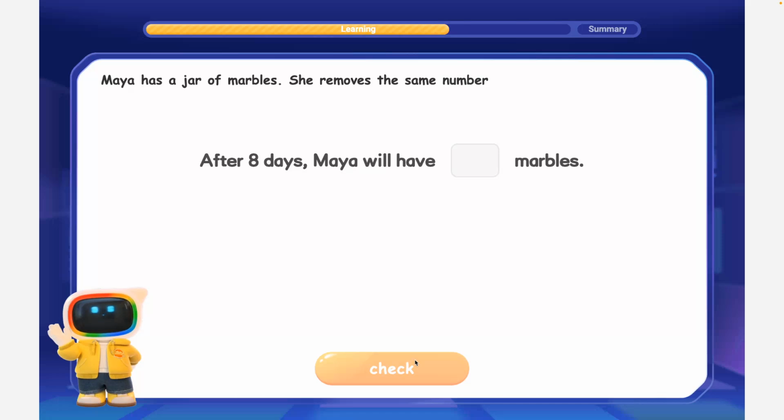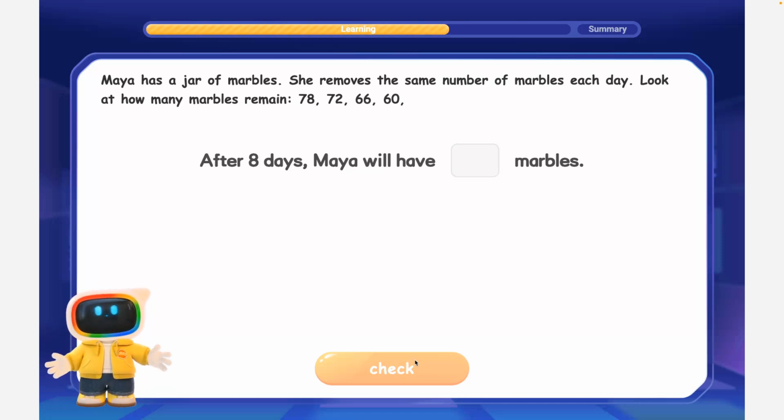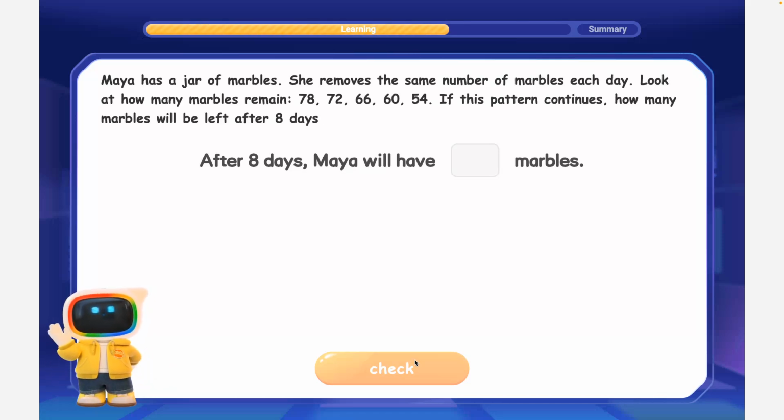Maya has a jar of marbles. She removes the same number of marbles each day. Look at how many marbles remain: 78, 72, 66, 60, 54. If this pattern continues, how many marbles will be left after 8 days?